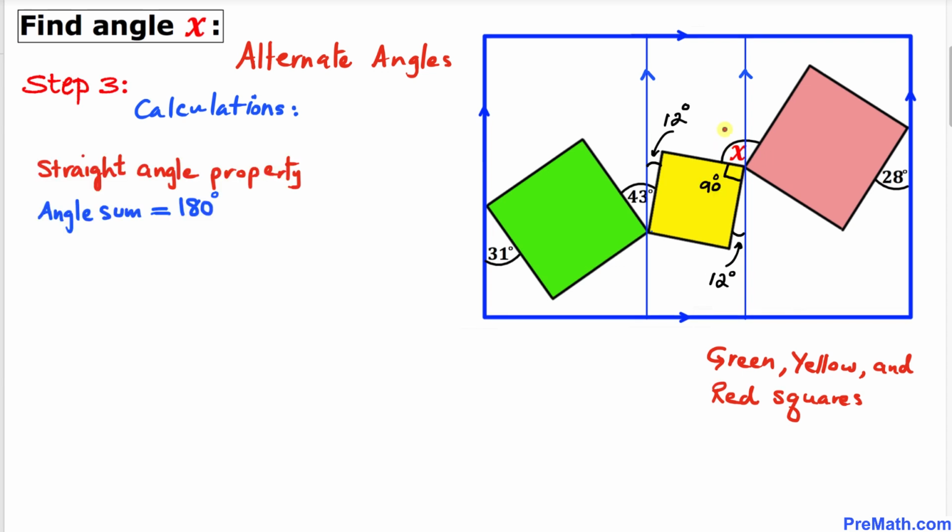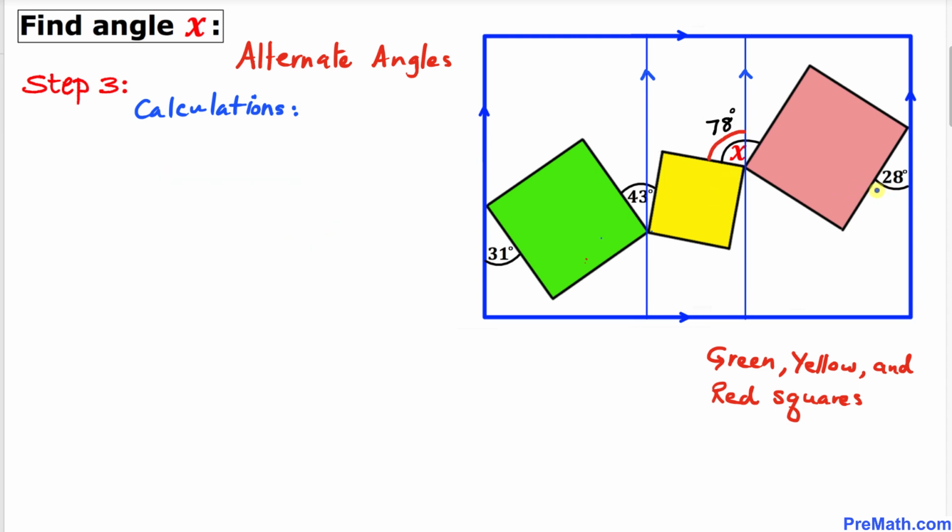And now let's recall the straight angle property. That means this whole angle from here to here is going to be 180 degrees. And we could see that this 180 degrees is equal to the sum of these individual angles, this 12 degrees, this 90 degrees, and this part of the angle. So therefore, this part of the angle is going to be 78 degrees. Because if we add all these three individual angles, they add up to 180 degrees indeed.